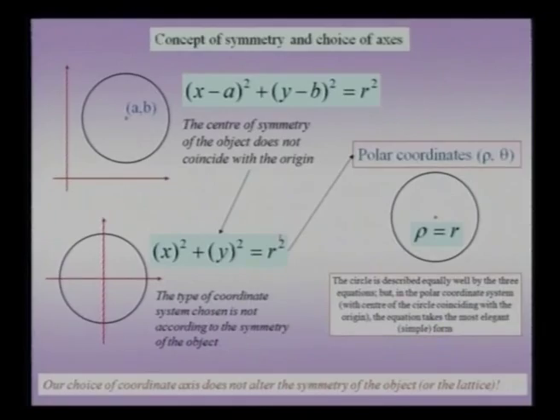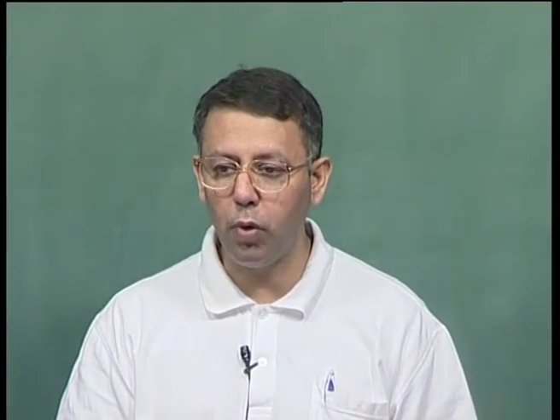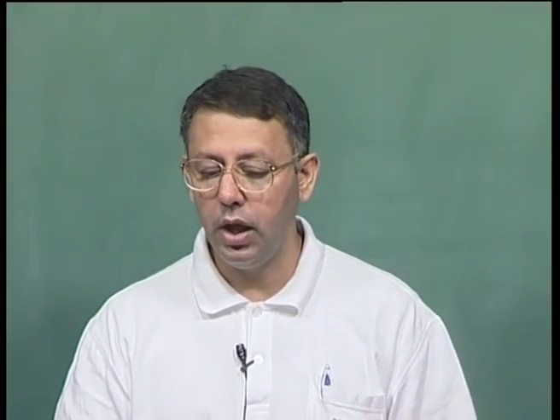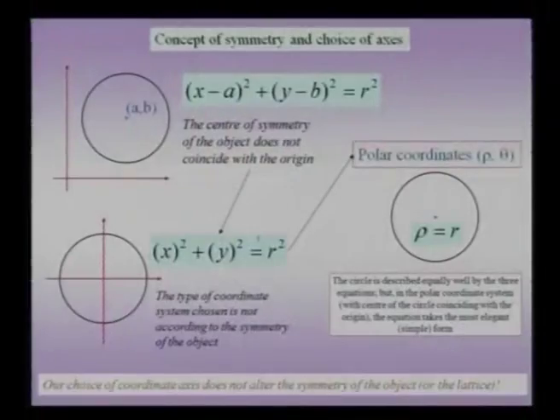And as you can clearly see, this equation is simpler than the equation which was written above, wherein the center of the circle was at (a, b) and not at (0, 0). So, by merely choosing an appropriate origin for this rectangular or Cartesian coordinate system, I can actually make the equation simpler.